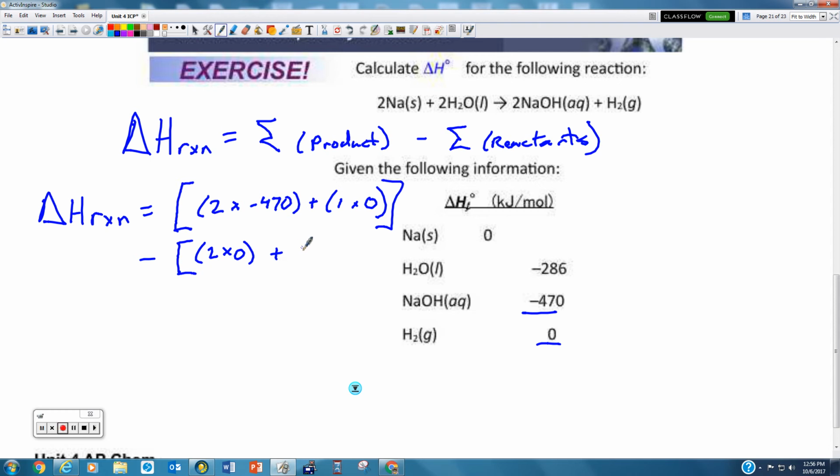And for H2O, we have 2 H2Os, so 2 times negative 286. We only have 1 mole of H2, so it's 0. When you plug this in, we can just report both of these as 0: 1 times 0 is 0, 2 times 0 is 0. I just wanted you to see where the information is coming from. So go ahead, solve for the heat of reaction.